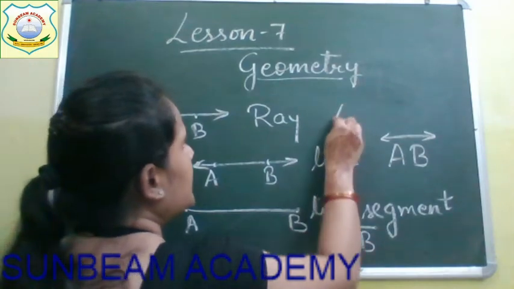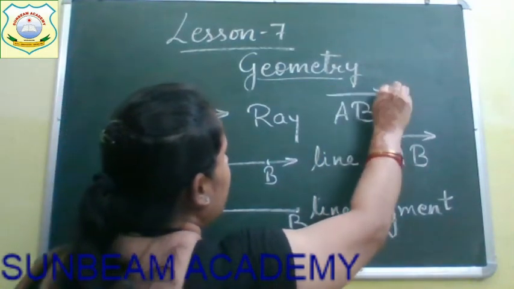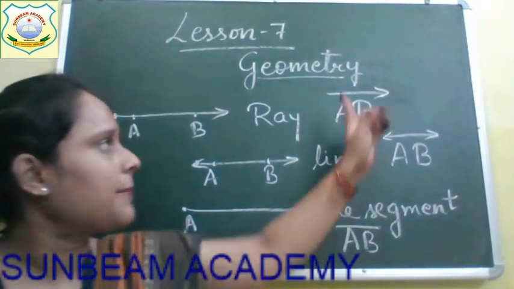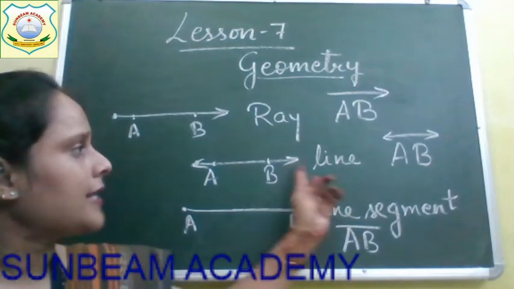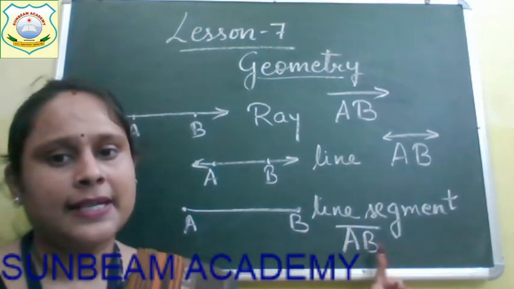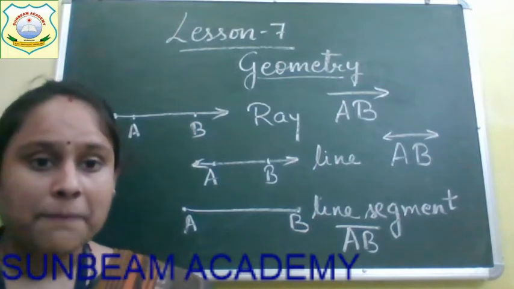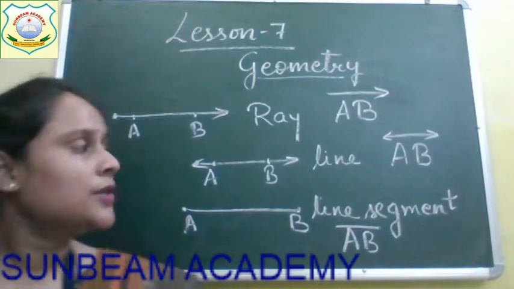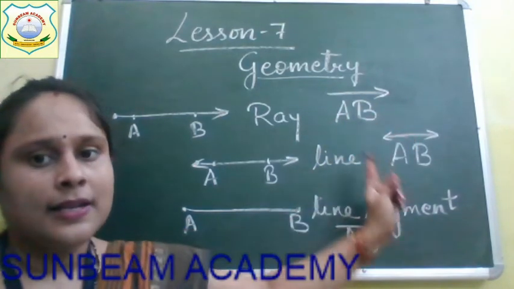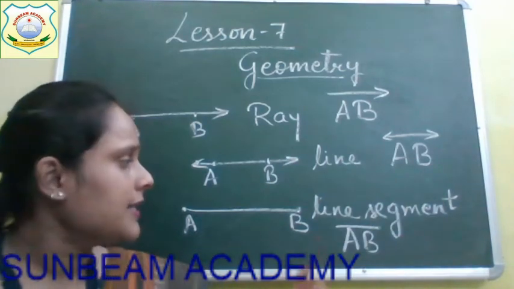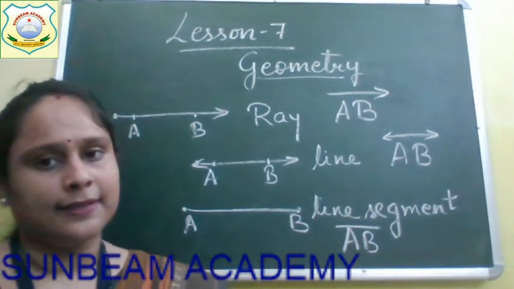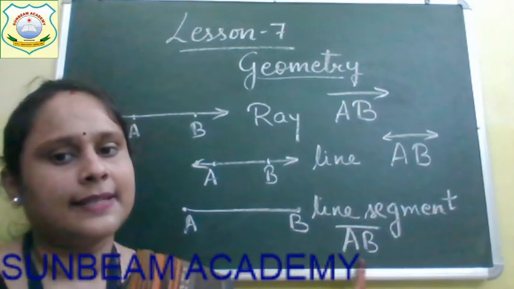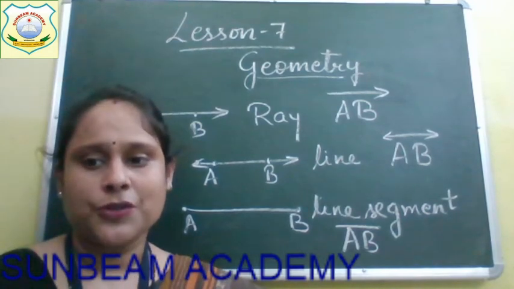A ray is written as, suppose, AB, and it is represented by this symbol. Line is represented by this symbol and line segment is represented by this symbol. So the symbols should be very clear to you. You will not put any wrong symbol. You will read them as ray AB, line AB and line segment AB. Now I will show you a few more figures.